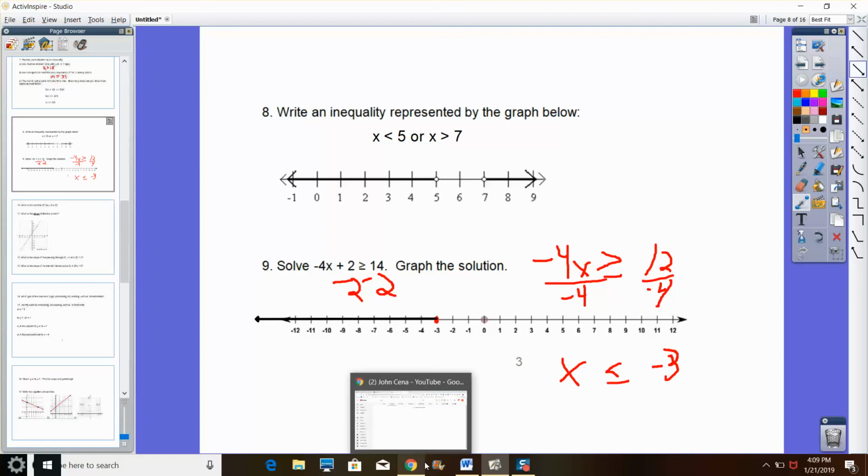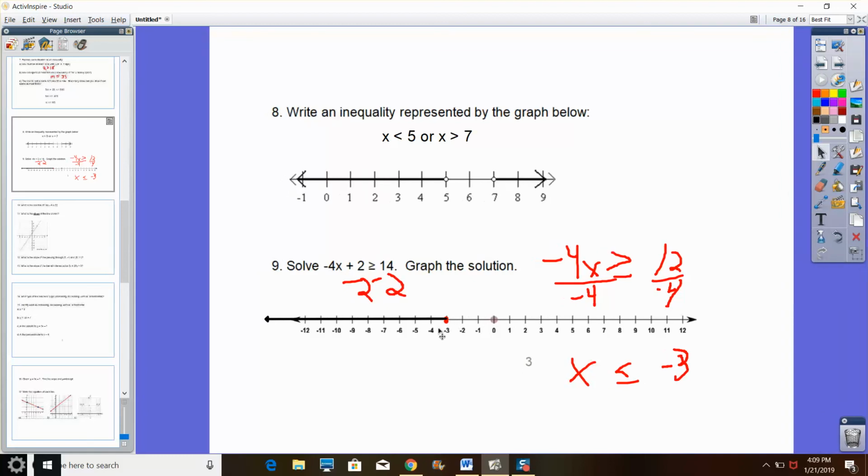Now, test this out. Test our graph. Make sure our graph works. We're going to make sure that we have a solution on the graph and a solution not on there. So I'm going to say plug in 0. Now 0 should not be a solution based on my graph. So -4 times 0 is 0, plus 2 is greater than or equal to 14. So 2 is not greater than or equal to 14, so that's why 0 is not a solution. If I pick a point that's on my graph, like -5, -4 times -5 is positive 20. Positive 20 plus 2 is positive 22. So 22 is greater than or equal to 14. So -5 is a solution. So it's important to check your solutions to inequalities just by plugging them in and seeing if you get a true statement. All right, next.